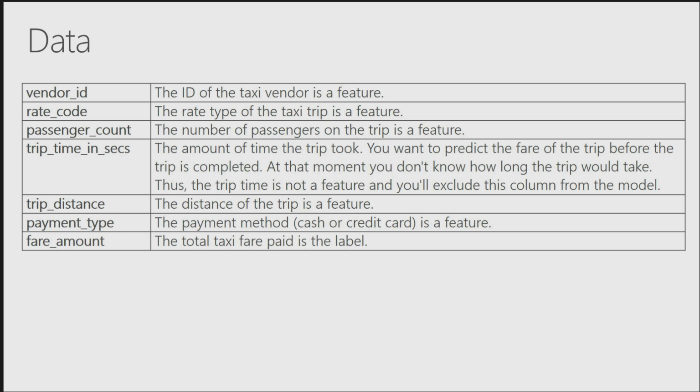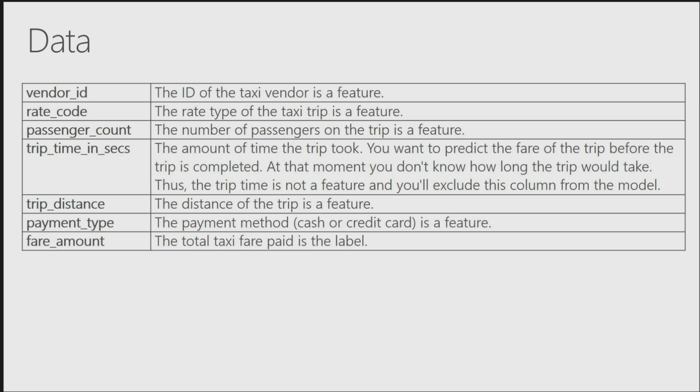The payment type represents how the payment was made. Was it made by credit card? Was it made by cash or any other means? Finally, the last column in my data set is the fare amount. Now, if you look at this data, the one thing that you can try to predict is really the fare amount, which is the last column. Now, the data that you want to predict is called a label in the language of machine learning.